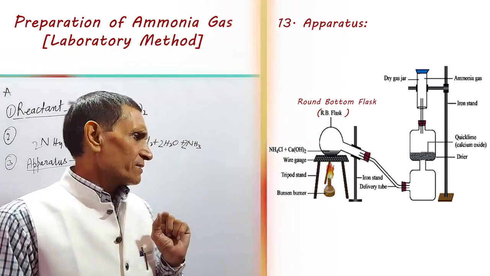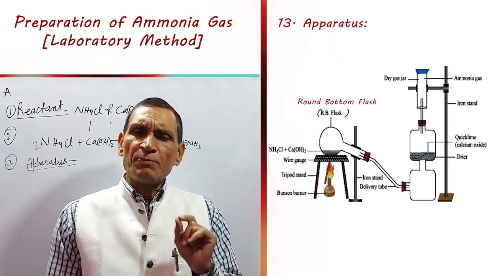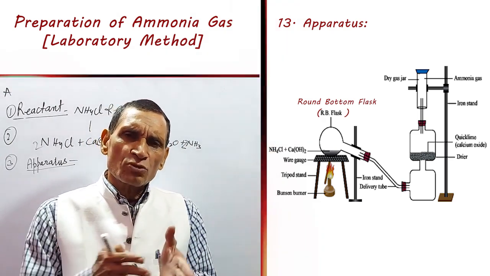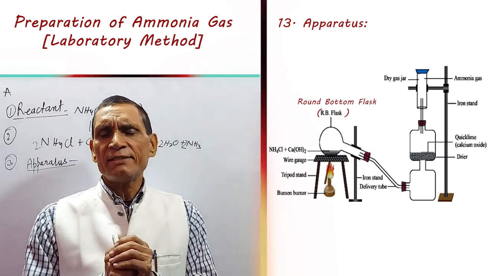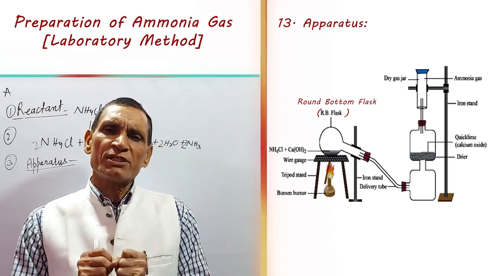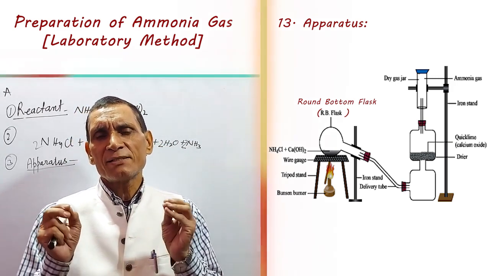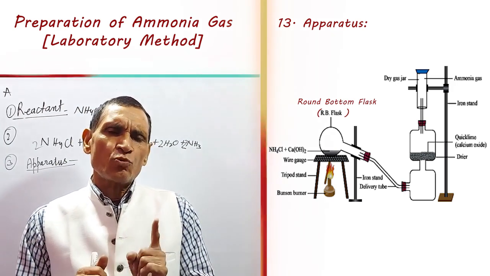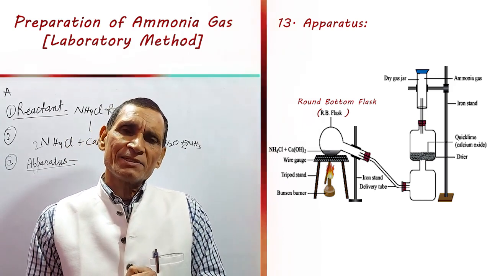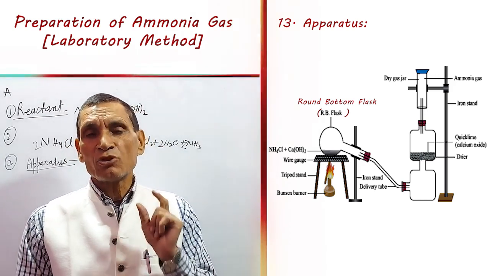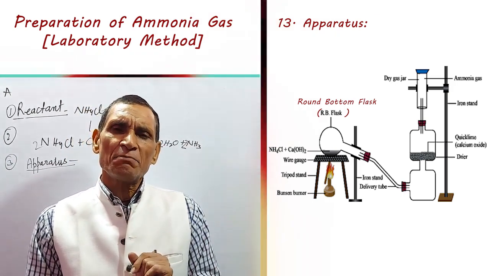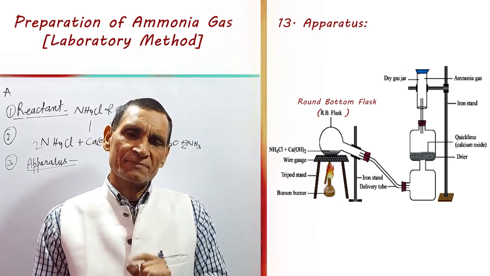Now, next point, drying or purification. Ammonia gas produced in this reaction is passed through the drying tower packed with calcium oxide, which absorbs the moisture present in ammonia gas and makes the ammonia gas free from moisture. Next point, collection. The gas is collected by downward displacement of air, because ammonia is lighter than air. This is why downward displacement of air method is used in the inverted gas jar.